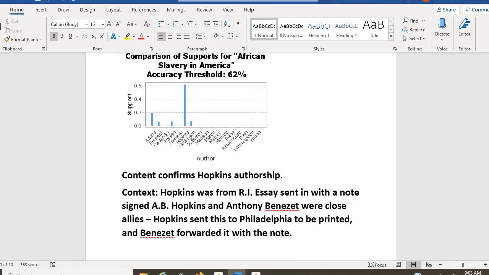Now, as far as the context goes, Hopkins was in Rhode Island. The essay was sent with a note signed A.B. to print this article, please. It was a note to the printer. Hopkins and Benezet were close allies in the abolitionist movement. Hopkins sent this to Philadelphia to Benezet, and Benezet forwarded the article to the printer with the note and signed it A.B. for Anthony. I think it's Anthony Benezet.